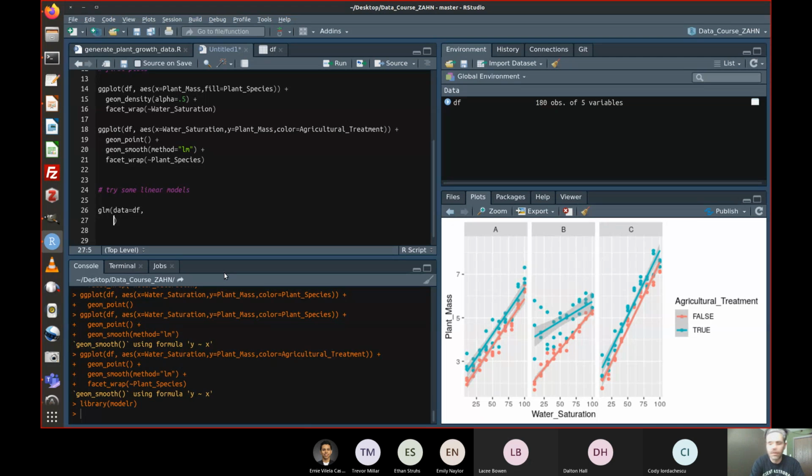Okay. And then it wants a formula. So formulas in R are written with a left side and a right side separated by the little tilde, which means as a function of, if you remember. So I'm looking at plant mass as a function of what? Water saturation. And just that? Okay. So we'll look at plant mass as a function of water saturation, and in the background R will be picking the best fit line where water saturation is explaining plant mass. So I'm going to save this as mod1.